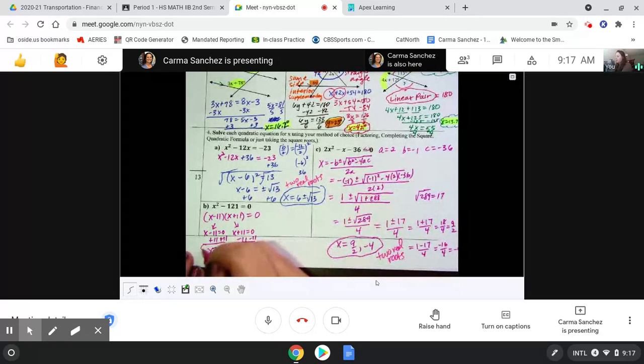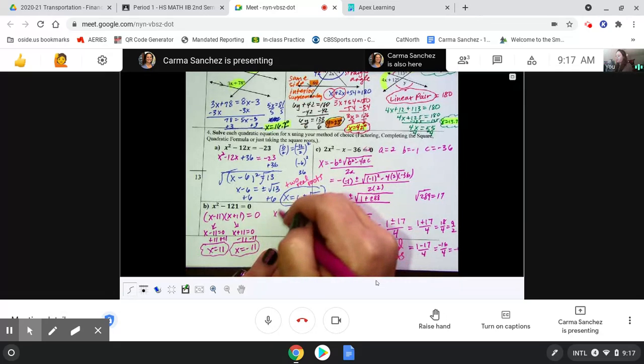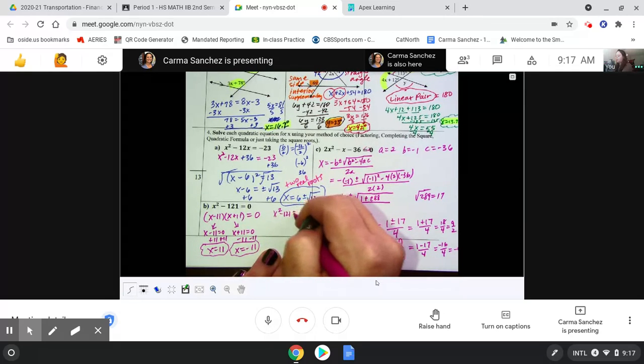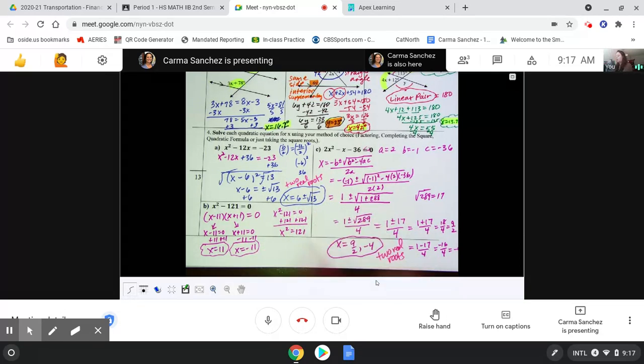Now, what if you didn't see the factors? Then maybe you just solve by square roots, the other method. So I'm going to add 121 to both sides. And then I square root both sides, and I get x equals plus or minus 11. Again, there's my two real roots.